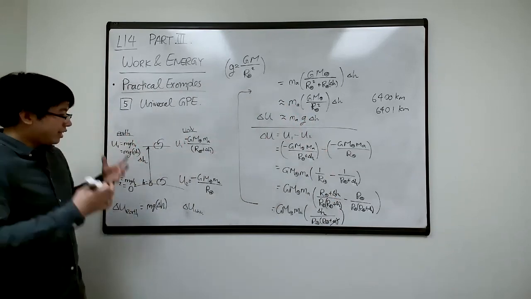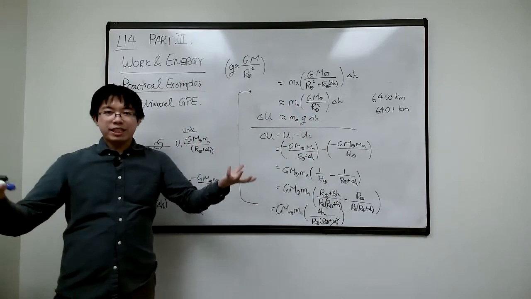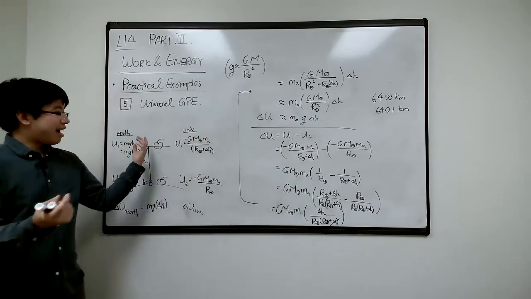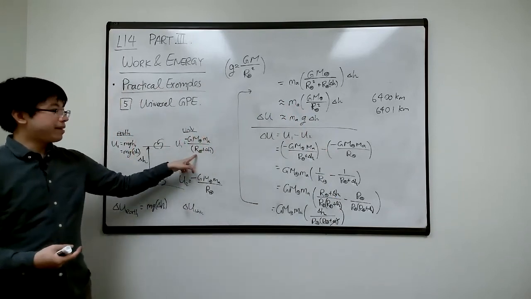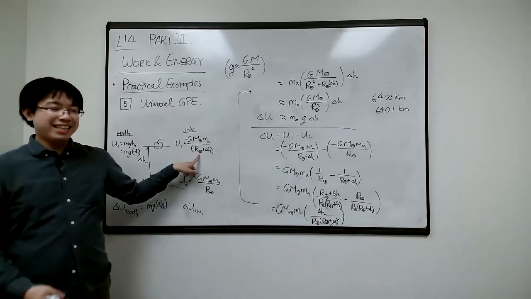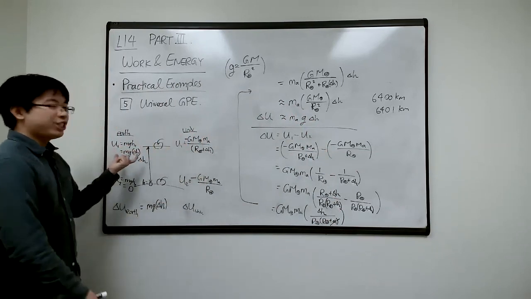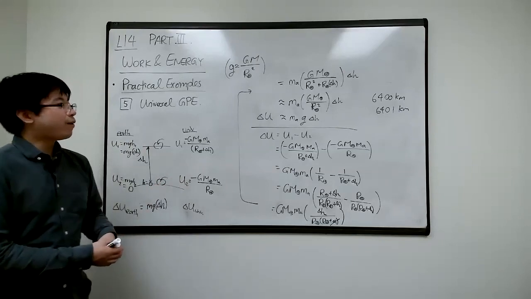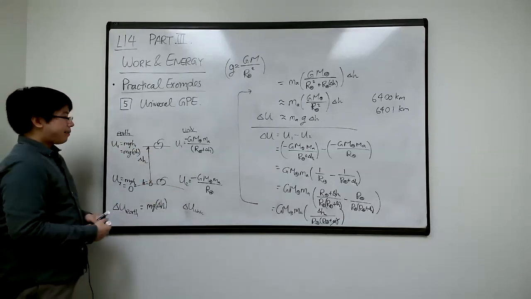Obviously, if you're looking at the gravitational potential energy between two planets, the distance delta H is going to be large compared to this, so you cannot use the mgh formula in that case. Okay, so hopefully you see how they're related.